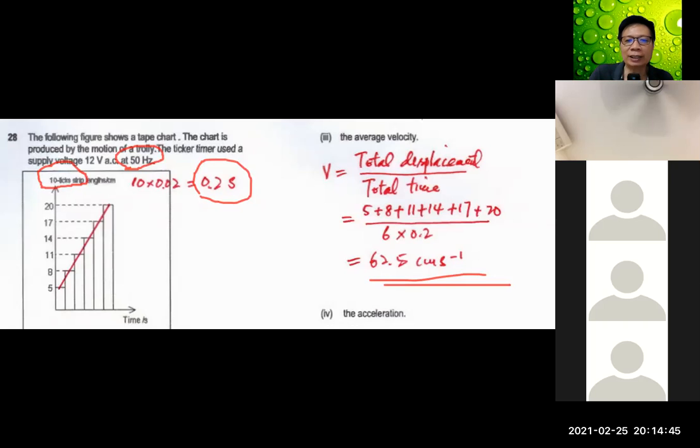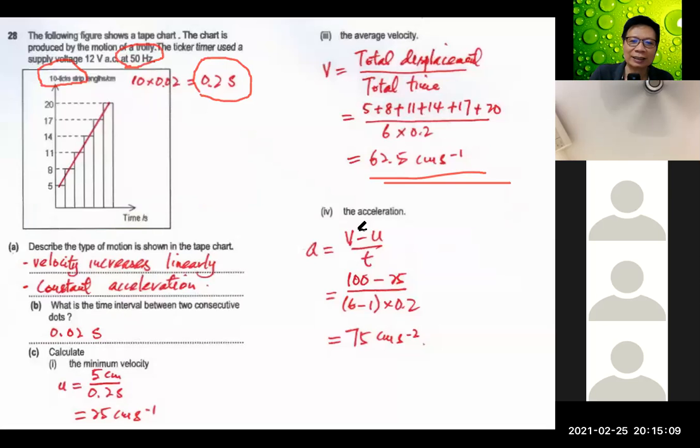Okay, last question. Acceleration. Just now was average velocity. Now find acceleration. How to find acceleration? What formula? Yin Sin, what formula to find acceleration? Still remember or not? V minus U over T. Very good. Okay, now you see the answer.